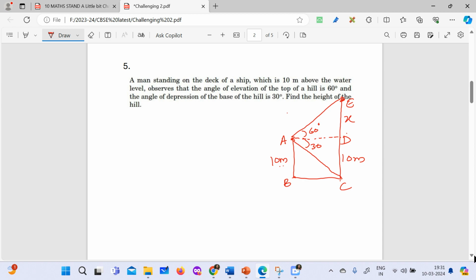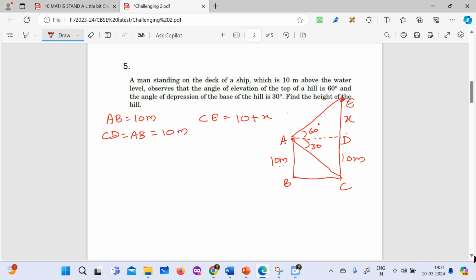Okay. So what is the given thing we have here? So let's write the information. Let AB be equal to 10. Then CE is your hill, and its length will be 10 meter plus X. And we know that CD is equal to AB, so we will have CD also 10 meter.